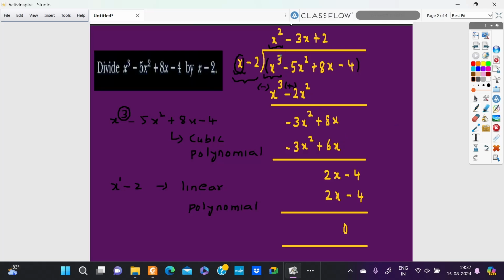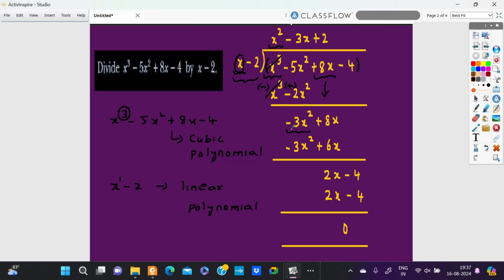So this x cube and minus x cube becomes 0. Now you have negative 5x square and positive 2x square, which is negative 3x square, and I just move one term down, which is positive 8x. Now I do the same thing. I compare the first term here with x. So I should multiply this x with negative 3x.